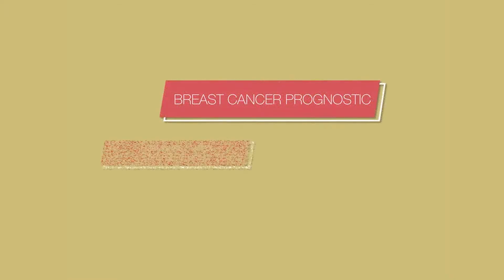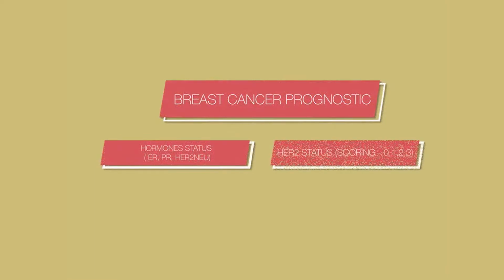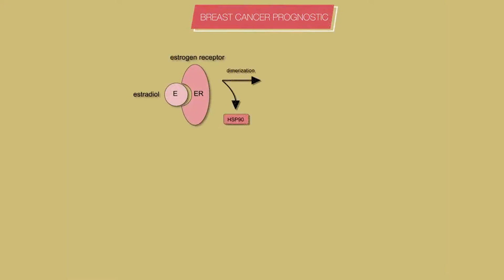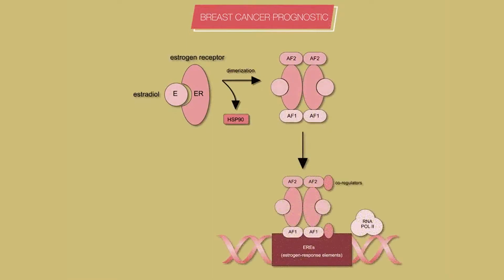The markers are performed along with the final diagnosis panel, or post that, to take the therapy decisions. Hormone status: ER, PR, HER2 NEU. HER2 status: scoring 1, 2, 3. Along with the diagnostic test, histopathology final diagnosis panel, ER, PR and HER2 NEU testing is recommended for every breast cancer.